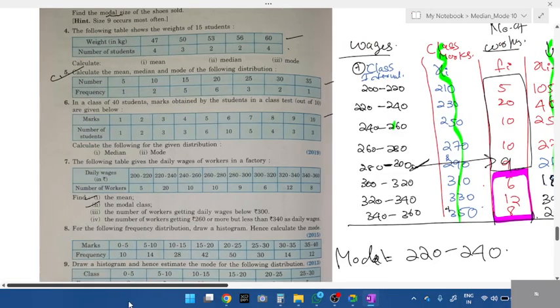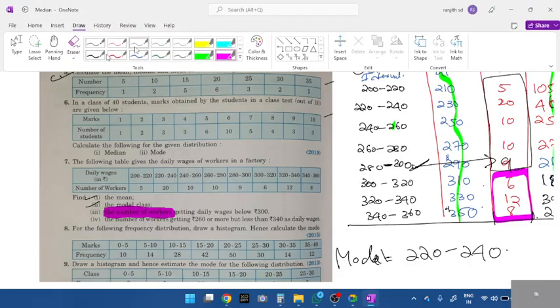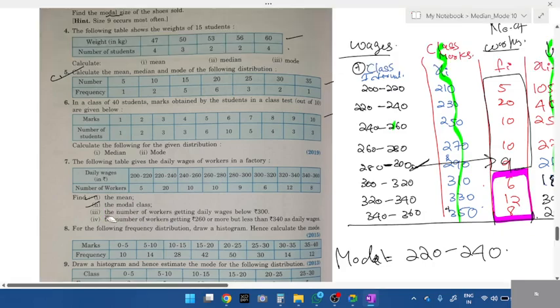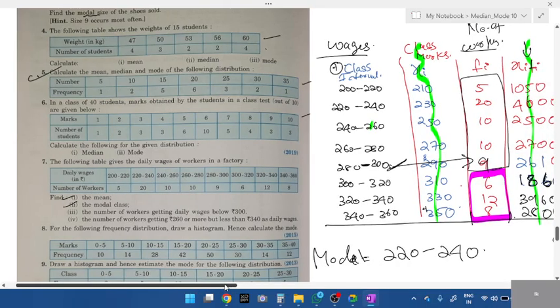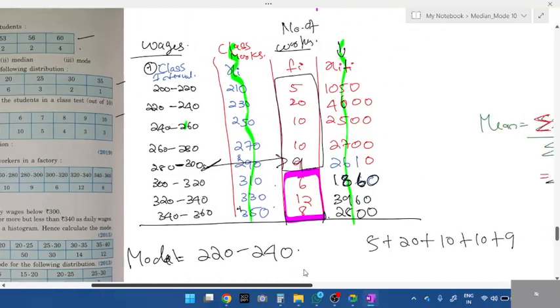Read the question once. Once again, look here. The number of workers getting daily wages. So what do we need to calculate here? Find what? Number of workers. Where are number of workers? First or third column? Third column. So from first column, you have to take 300, relate that with the third column. Add all these values, copy the thing. Number of workers getting wages.